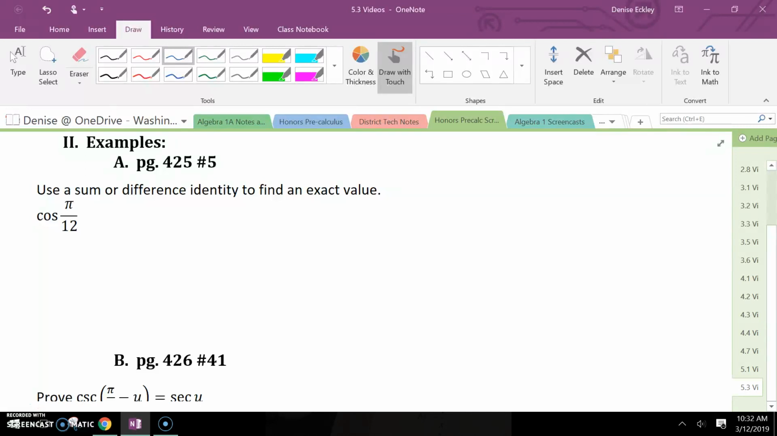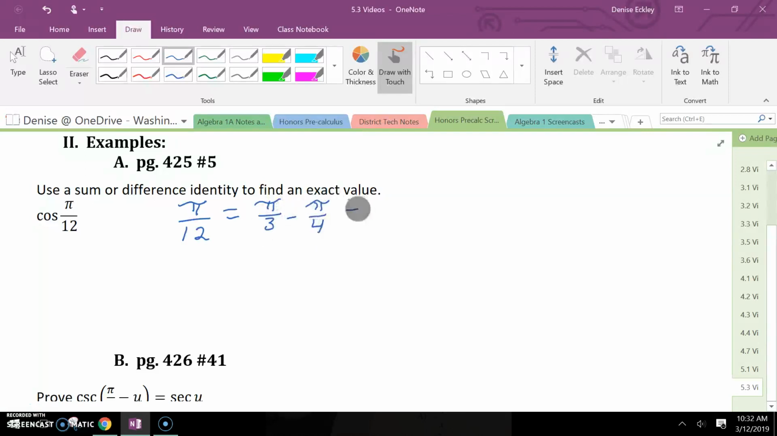So the idea behind this is to rewrite pi over 12 in terms of a sum or a difference that occurs in the unit circle so we can get an exact value for the trig function. There are different ways to make pi over 12 using our trig functions, but the one that I decided to use was pi over 3 minus pi over 4.